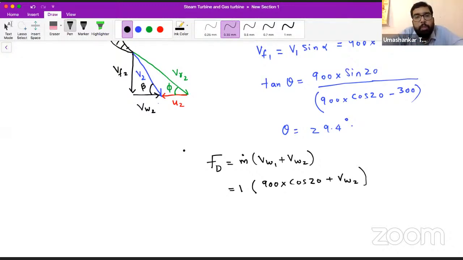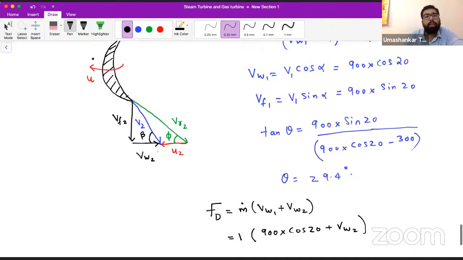If from somewhere I can find my value of VW2, we can have our driving force. So let's say, from where we can find our VW2? There can be many approaches to solve it. We are just applying the rules of trigonometry and geometry in that triangle, and you can have it.